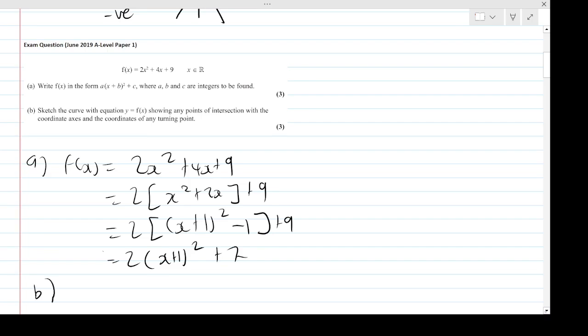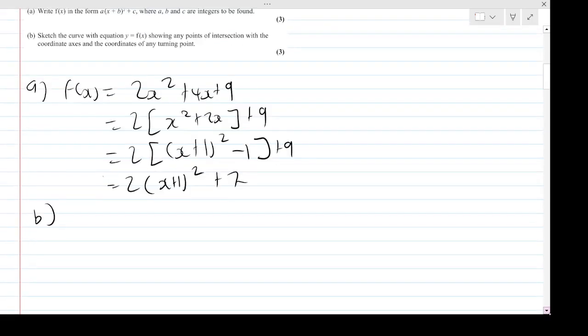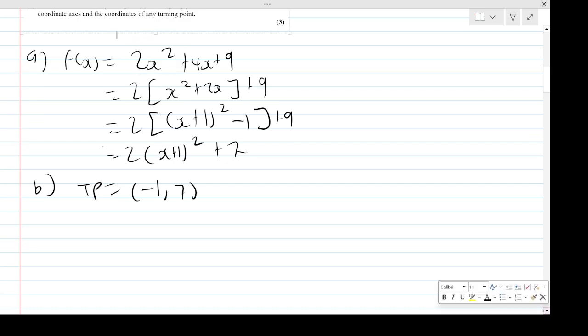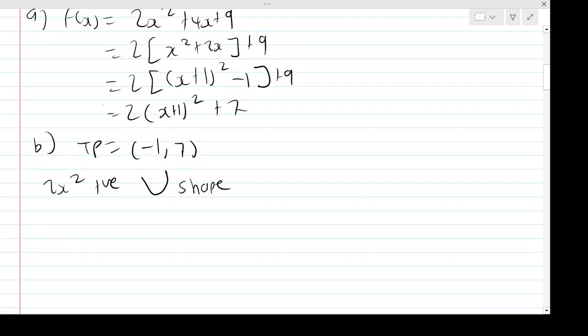Then in part B, we now need to sketch the curve. Firstly, I can deduce that when I complete the square, the turning point is going to be when I set the bracket to 0, so x would be minus 1, then 7 for y, okay? And then what type of graph do I have? Well, I have 2x squared. The coefficient of x squared is positive 2, which means it's going to be a smiley shape, right?